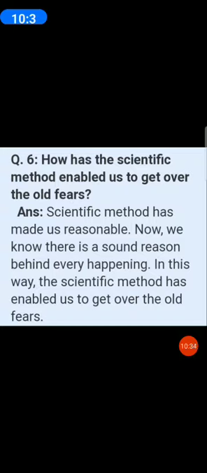Now we know there is a sound reason behind every happening. It means that we know that behind every happening or incident, whatever happens to us or whatever incident takes place in our lives or around us, there is definitely a solid or sound reason behind it. We do not become a prey to superstitions. In this way, the scientific method has enabled us to get over the old fears. Get over means to control the old fears.